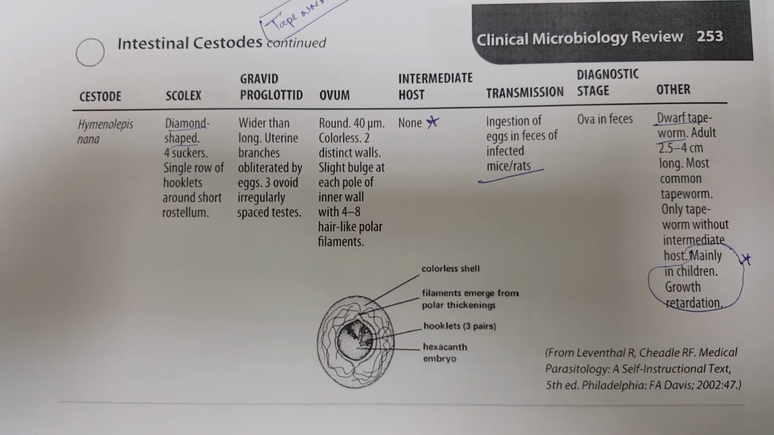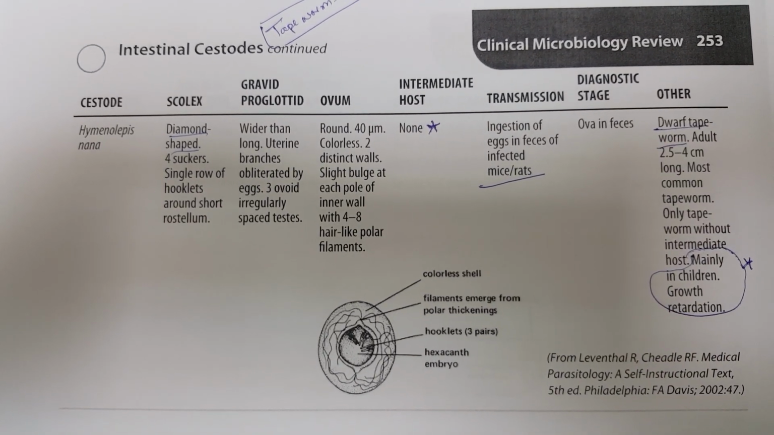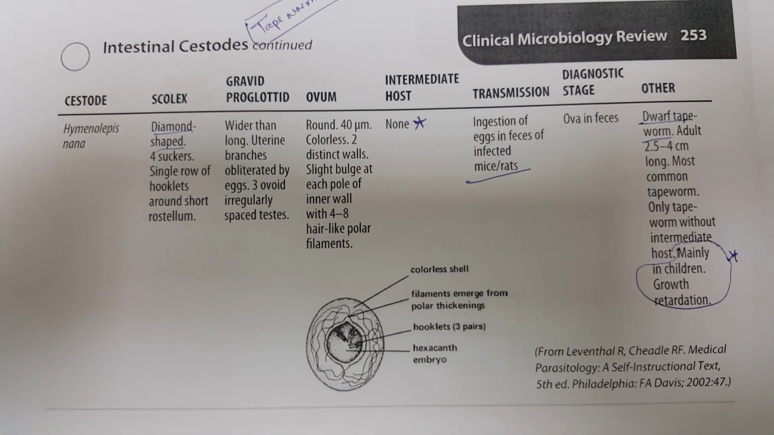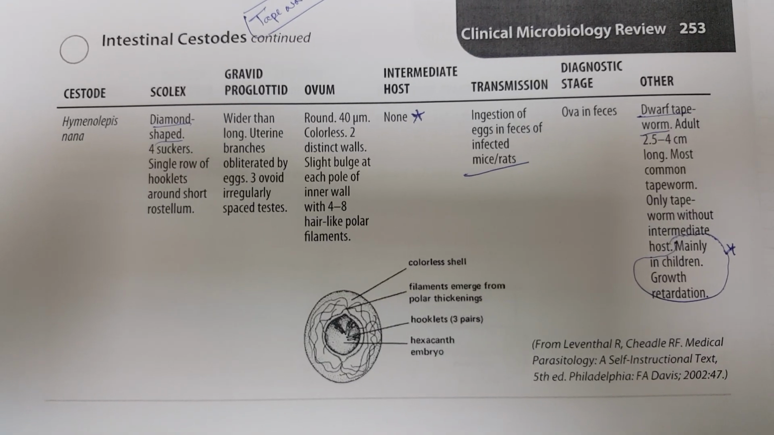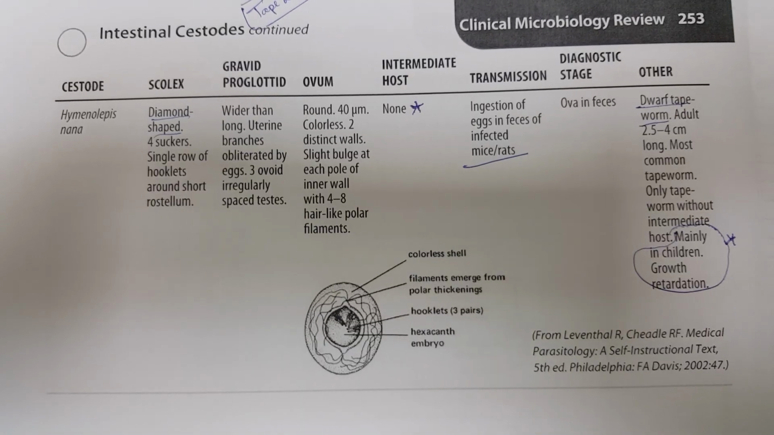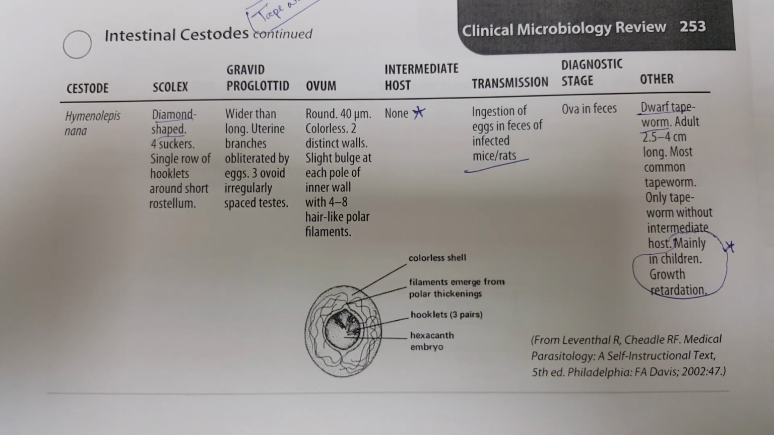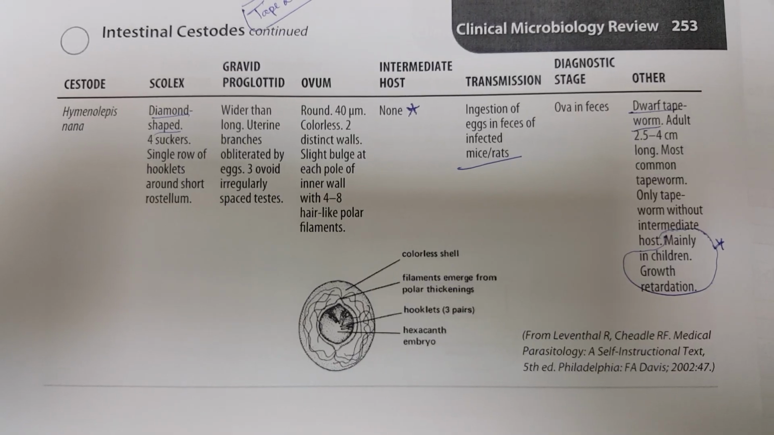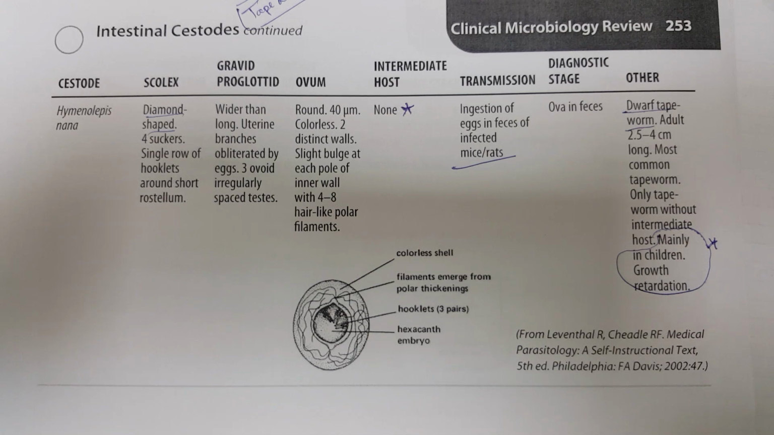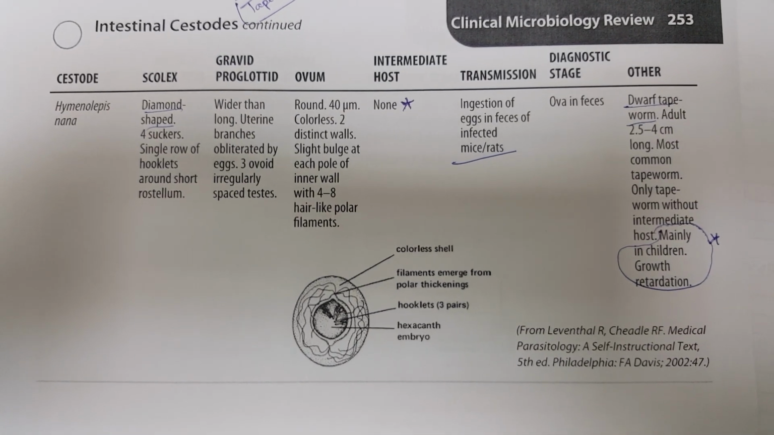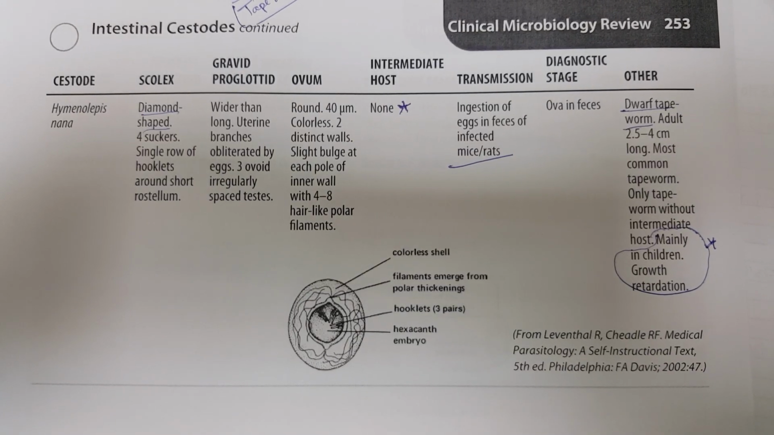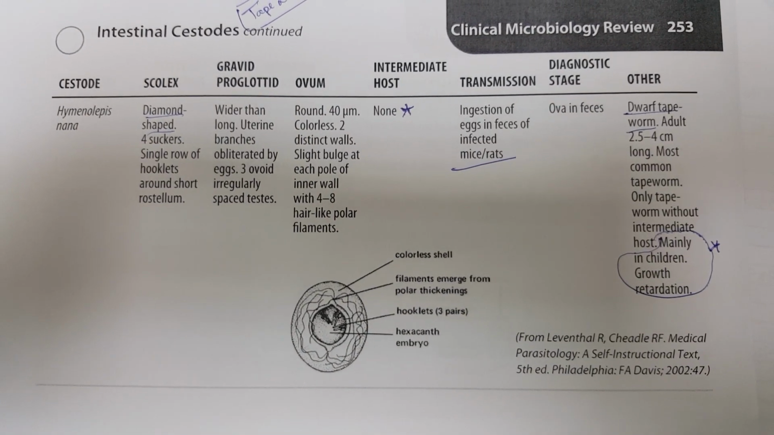Another very important intestinal cestode is Hymenolepis nana. It is diamond shaped, with 4 suckers, a single row of hooklets, and a round short rostellum. The organism does not have any intermediate host, which is a unique property of H. nana, and it is the smallest pathogenic worm so far identified. Transmission is by eggs in the feces of infected mice and rats. The diagnosis is the same as for all tapeworms: ova in the feces, and this is the dwarf tapeworm.